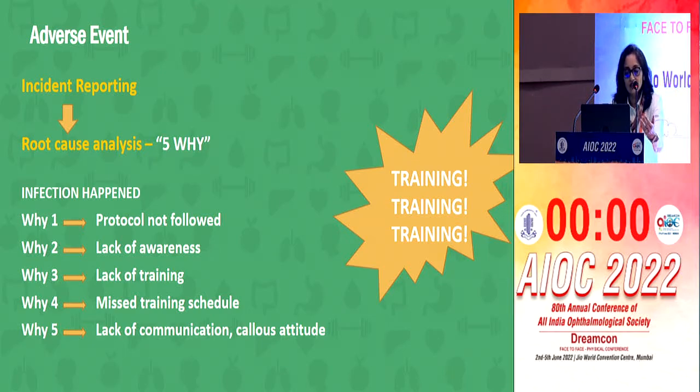Now suppose infection has happened. So why did the infection happen? Because the protocol was not followed. Why did it happen so? Because there was a lack of awareness. And then at last you come to the conclusion that there is a lack of communication and a callous attitude by the staff. Now how to rectify this? You have to impart frequent training. Keep taking training, teach your staff and make them understand how important infection control practices are.